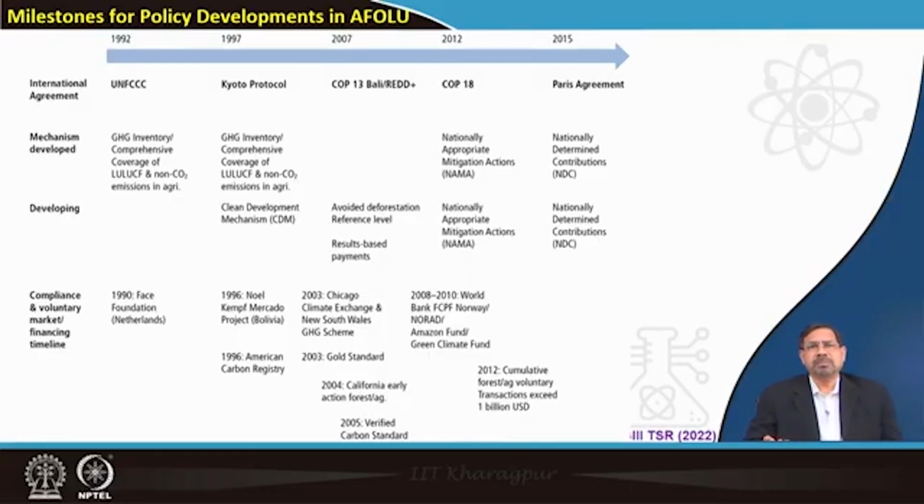Then the mechanisms have been developed. In the Paris Agreement, nationally determined contributions called NDCs have evolved, and in terms of compliance and voluntary market financing, timelines evolved during 2012, the COP 18. Between 2008 and 2010, the World Bank, FCPF, Norway and NORAD, the Amazon Fund and all these things came up, and the Green Climate Fund has emerged. So, these are the various milestones as far as policy development in this sector.